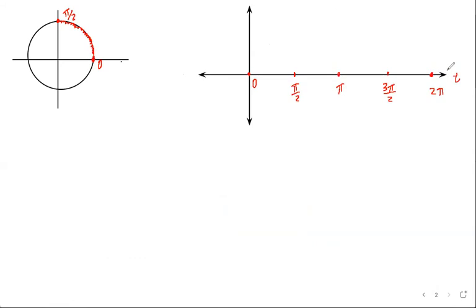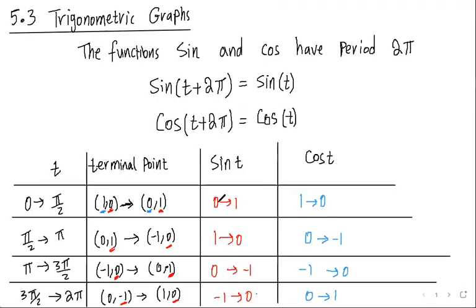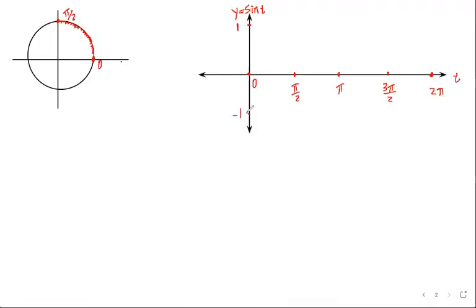This is the value for t, and here is the value for y equals sine of t. The value is between 1 and -1. So from t equals 0 to pi over 2, the sine function goes from 0 to 1 in this interval.